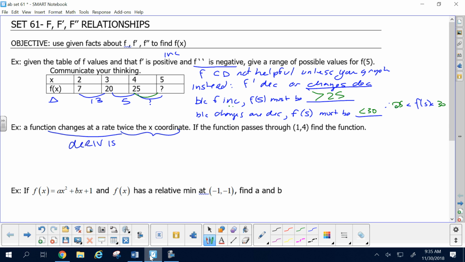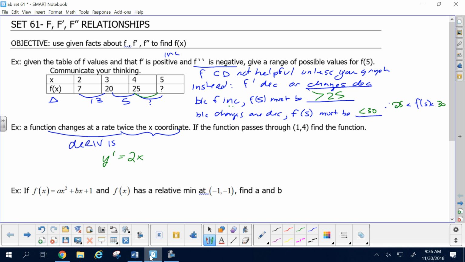This one goes to verbal connections to analytical, translating words into calculus. The rate of change means the derivative, which is 2x. So how would you put that in calculus notation? Give me something to write. Y prime equals 2x. Wonderful.